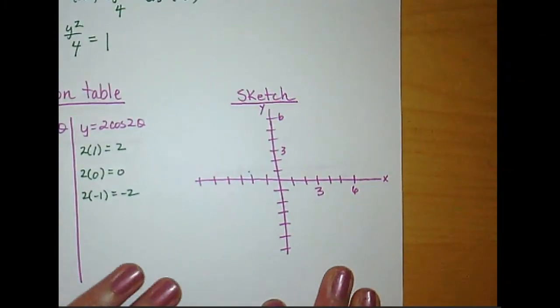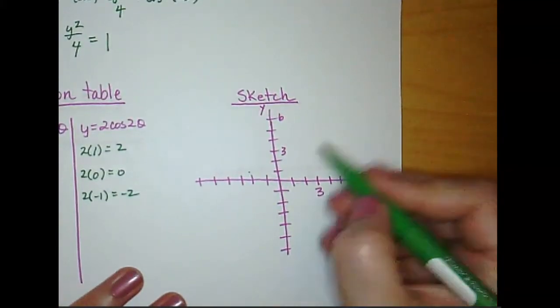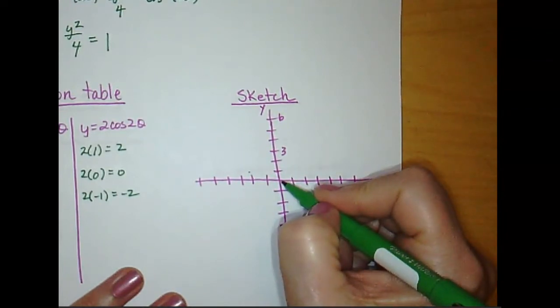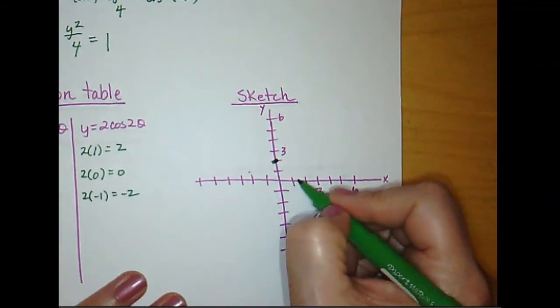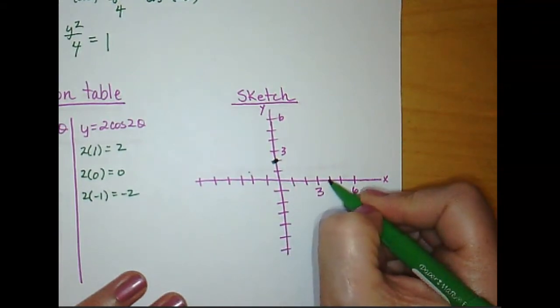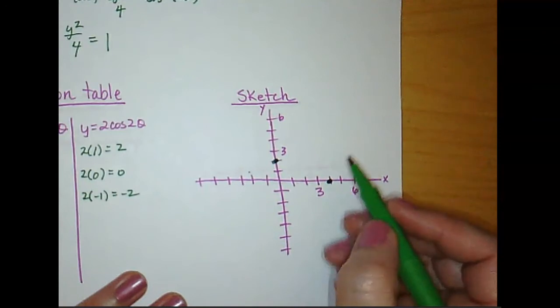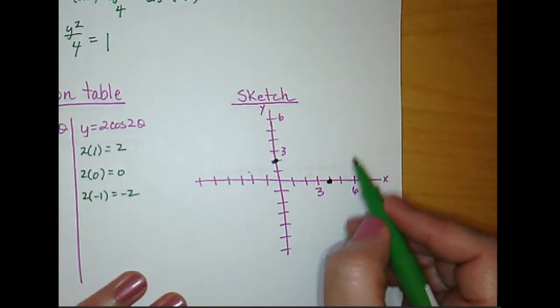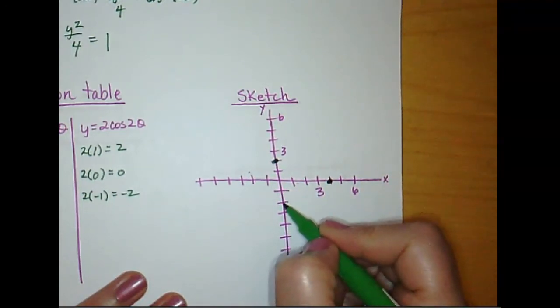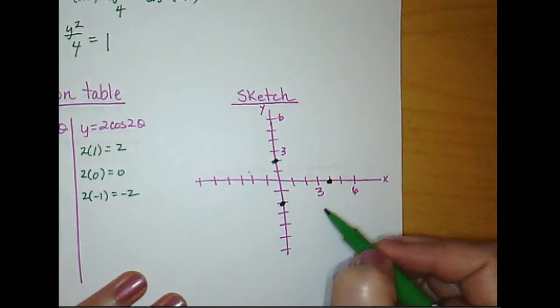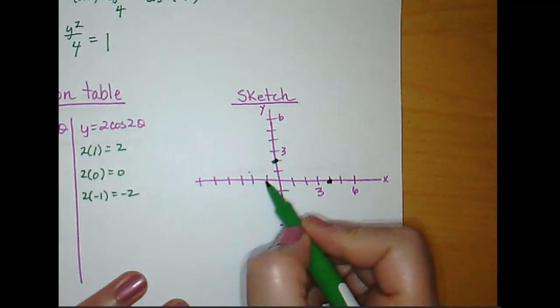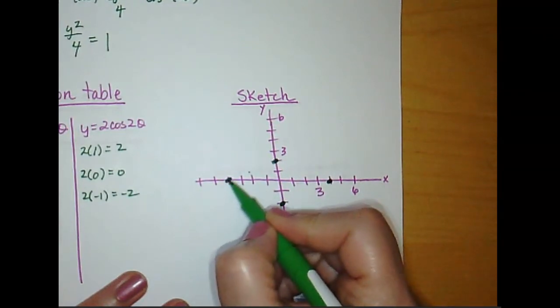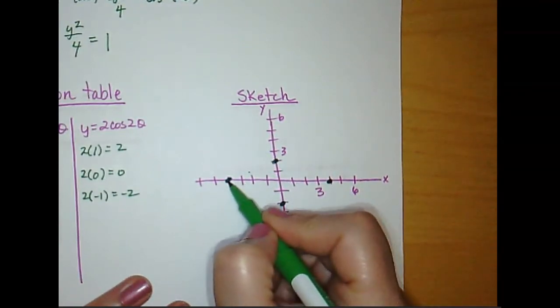So I'm going to go over here to my graph, and I'm going to plot those points. So I have 0, 2, so I'm right here. And then I have 4, 0: 1, 2, 3, 4. And then I have 0, -2, and because I know this is a symmetrical shape, I now know I have -4, 0: 1, 2, 3, 4. So there's where my ellipse is going to be.